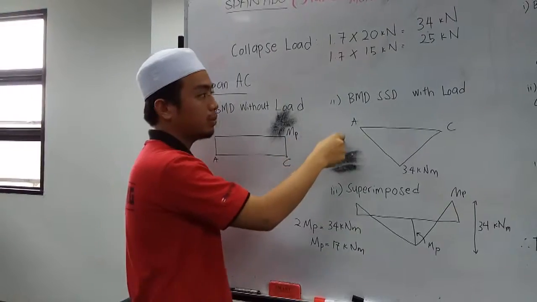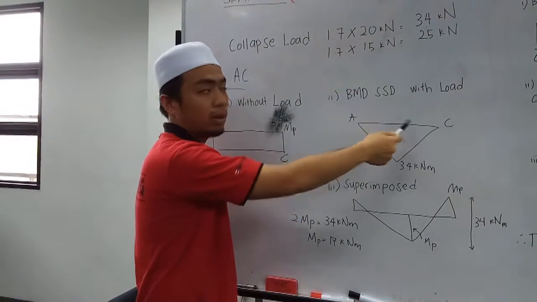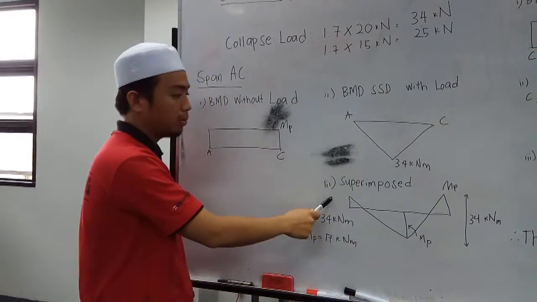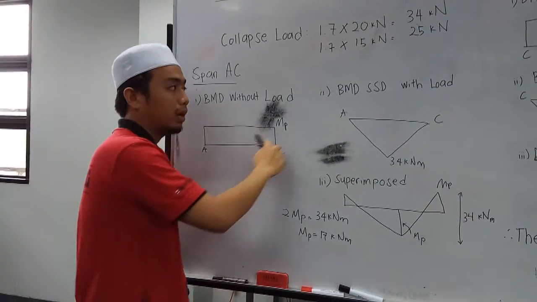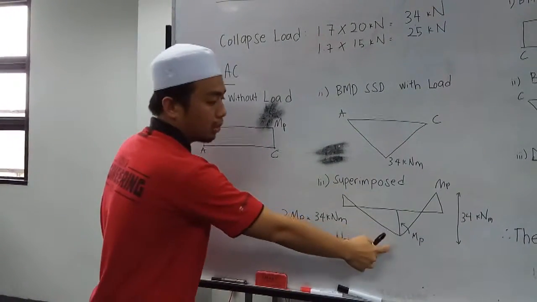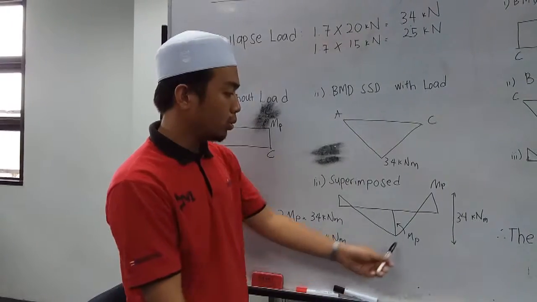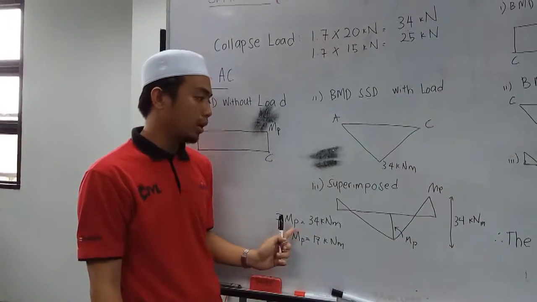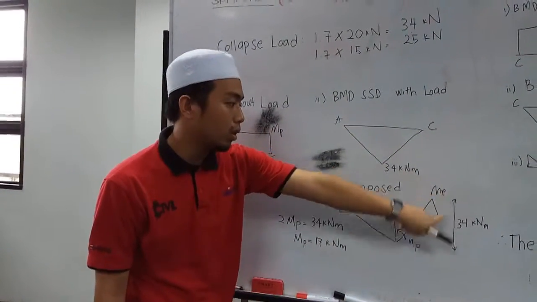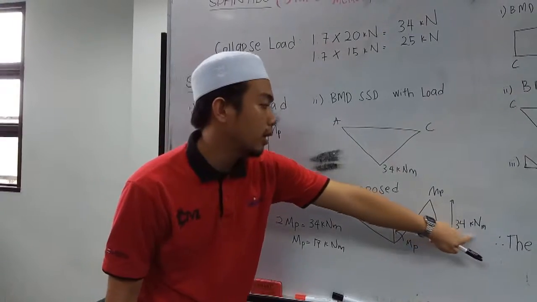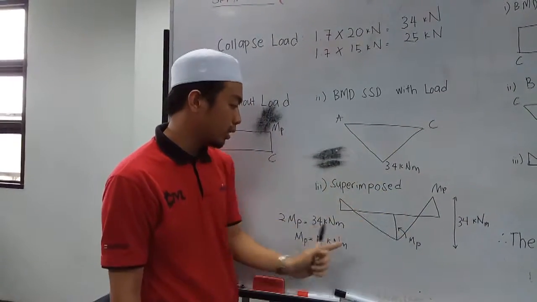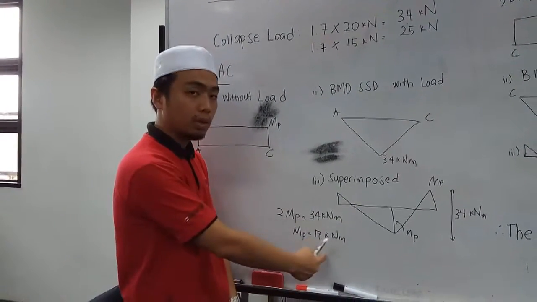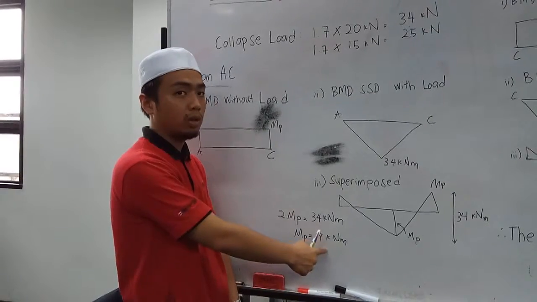For the second step, the bending moment diagram simply supported with load, we have a triangular shape because we have only one load here. And for the third step, we superimpose the first step and the second step, and we get this shape. Since we have two MP, one right here and one right here, for this whole height the total is 34 kilonewton meter. When we divide it by 2 MP, we get the MP, which is 17 kilonewton meter.